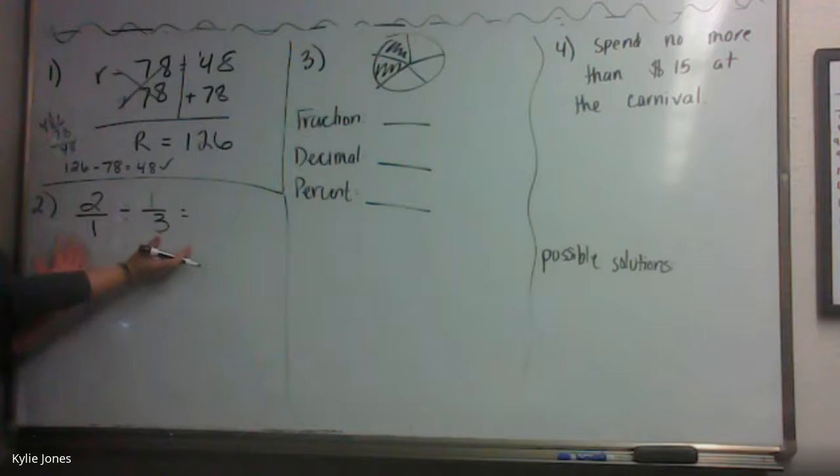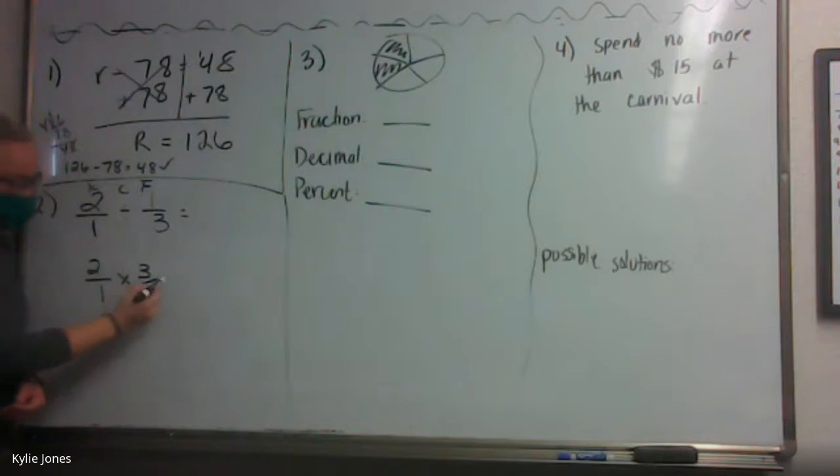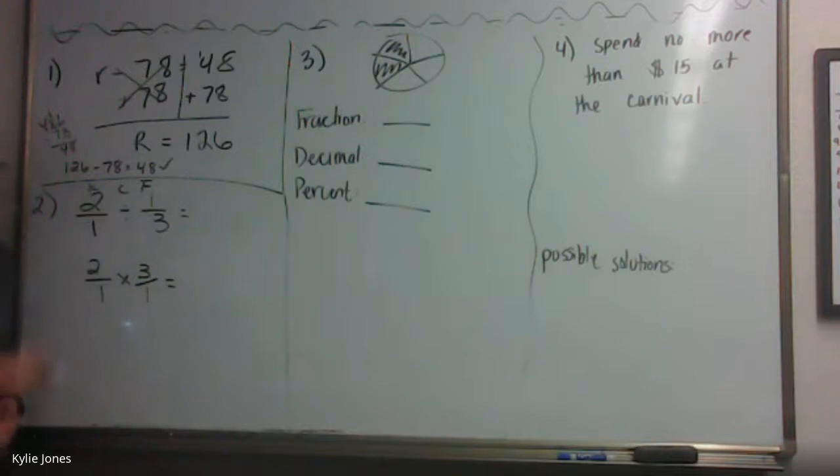We have 2 fractions. How do I divide this? Keep 2 over 1 the same. What do I change division to become? Multiply. And what does 1/3 flip to? 3 over 1. Someone tell me my next step. Multiply. Straight across. What is 2 times 3? 6. And 1 times 1. 1.